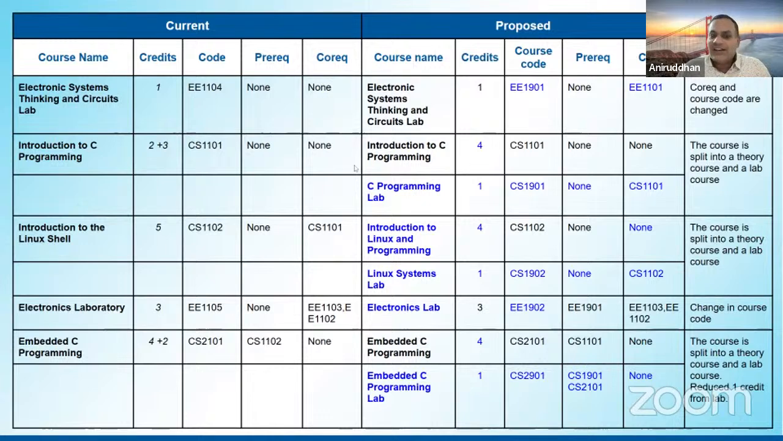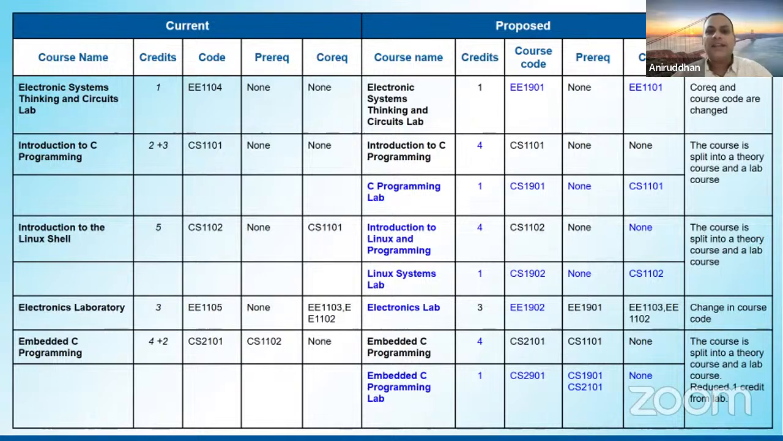Of course, the first one is very simple. You may remember that earlier this year we had separated out ESTC and ESTC lab into 2 separate courses. Now we have added the corequisite. In other words, imagine you are doing the electronic systems thinking and circuits theory course, which is EE1101. You can do the lab together in the same term as the theory course. That's what a corequisite means.